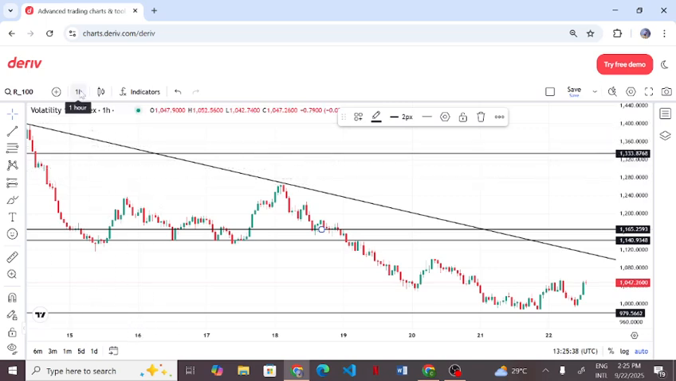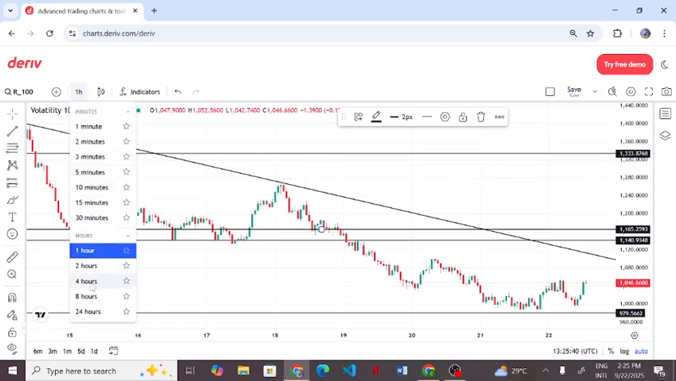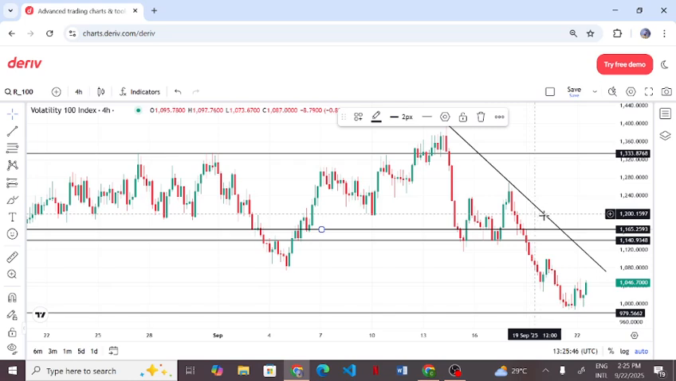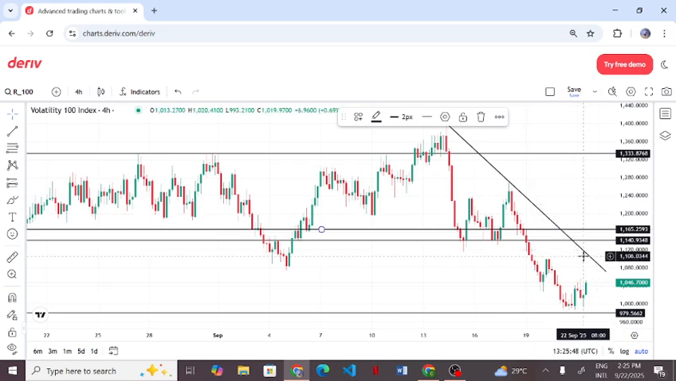So let me take it back to the 4 hour time frame. Yeah, so this is it. You can also see the trend. We are also waiting for the third touch on the trend line. This is the first touch, second touch. So we are waiting for the third touch on the trend line.